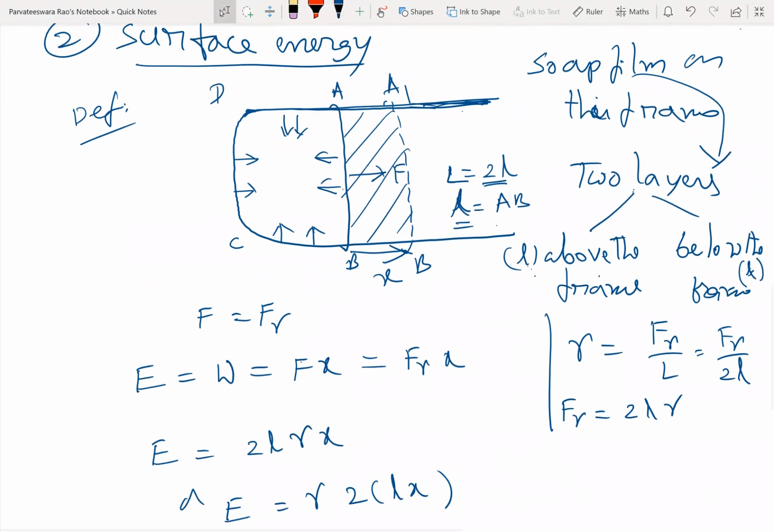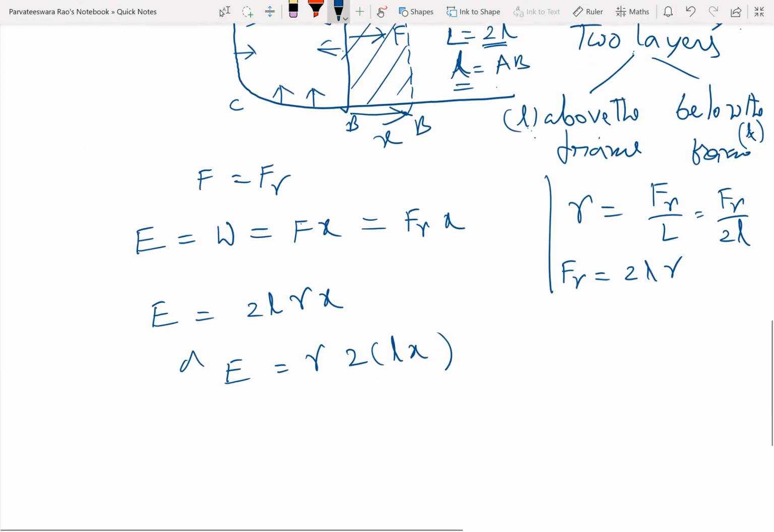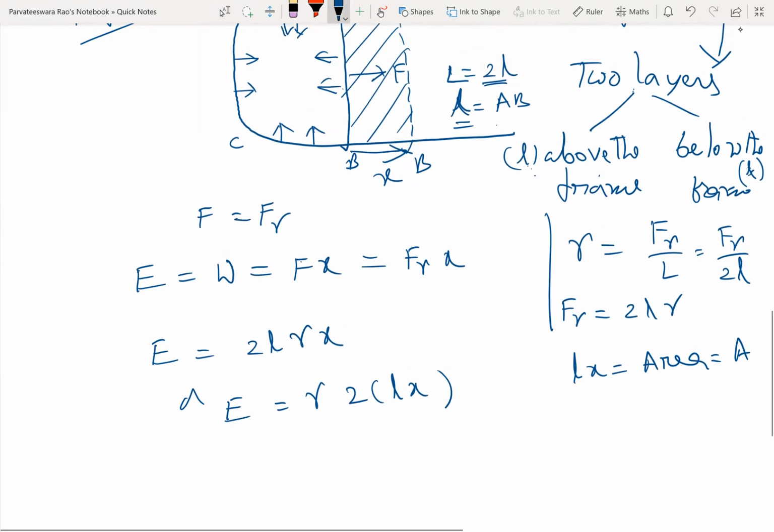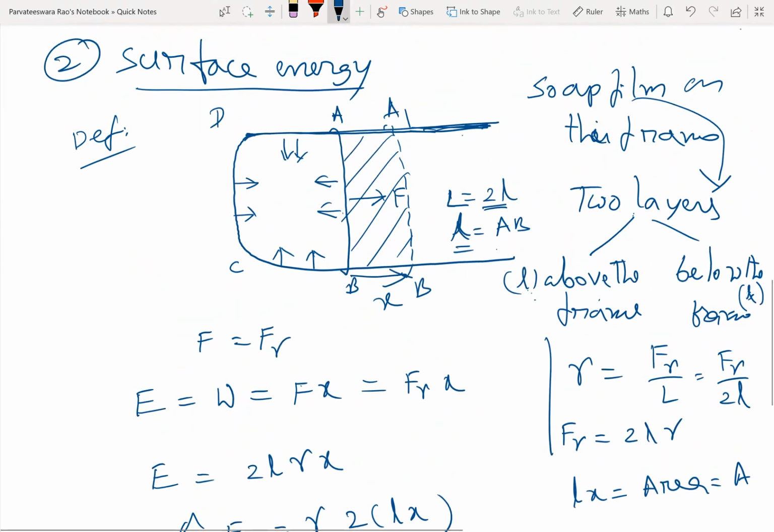What is L? Length, right? And x is the breadth, right? What does length into breadth give? Isn't it area? Yes, sir. L is the length, x is the breadth, so it is area. Which area? Initial area or final area or increase in area?